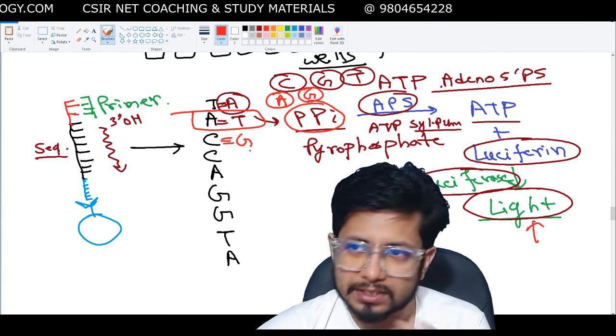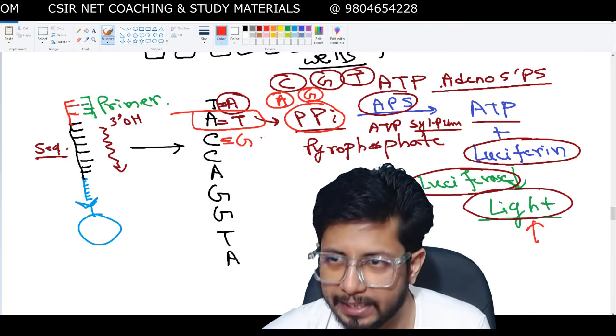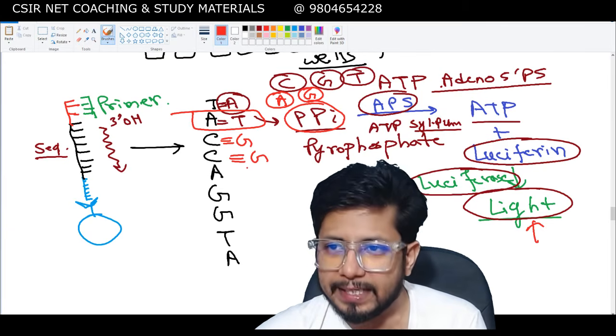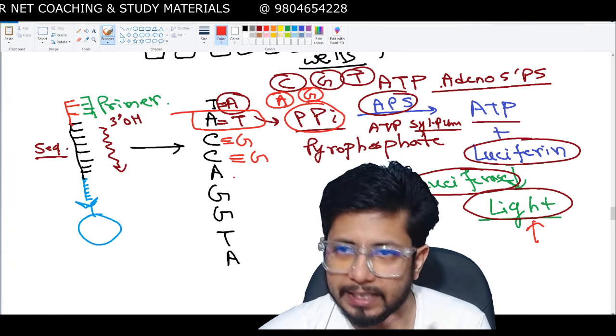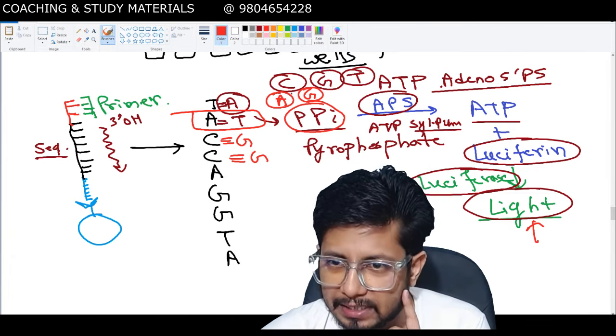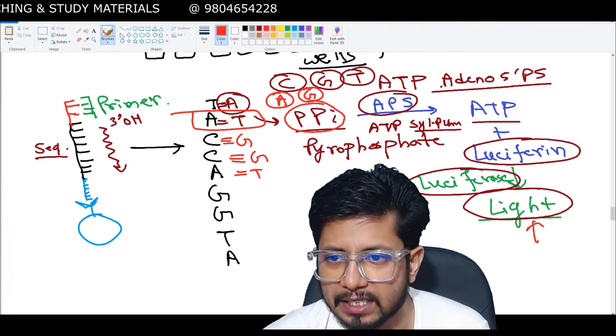Again wash, start with again A pairs with C, no light. Then again G pairs with C, light. Okay, then again starting with A pairs with A, no light. Then again G pairs with A, no light. Then again C pairs with A, no light. T pairs with A, yes, light.